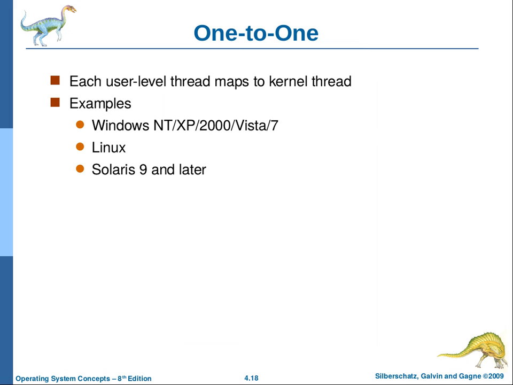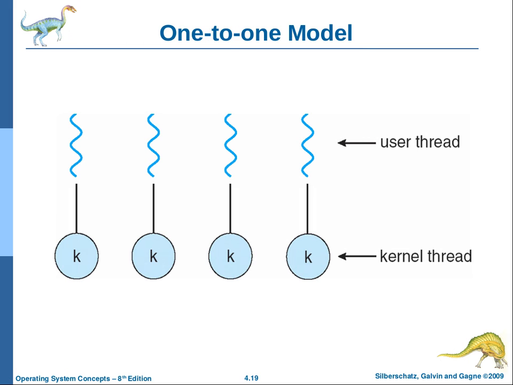One-to-one. This is what most people use. Windows, Linux, Solaris 9. Ooh, Solaris. Good old Solaris. Yeah, it maps one user thread to a kernel thread, and I think that makes the most sense. You have your user thread, you have your kernel thread. The kernel thread goes on your scheduler and it's able to schedule that thread directly.